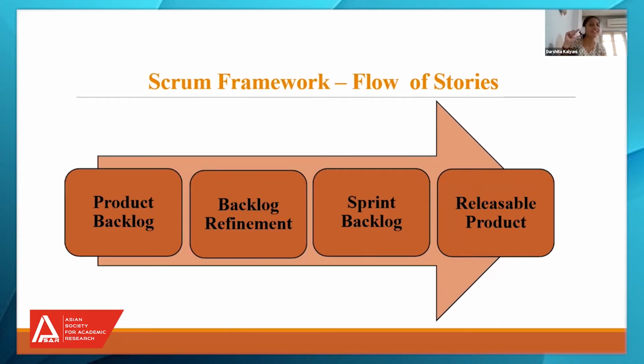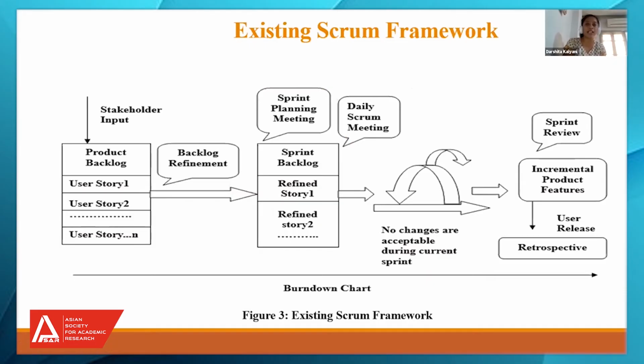So what is contained in the sprint backlog is the user stories which are going to be implemented in the coming sprint. And from the sprint backlog, the user stories will be actually implemented in the sprint. And at the end of each and every sprint, the product is released to the customers. So that is the releasable product. This is the existing Scrum framework. What I have spoken is the graphical representation of the same.